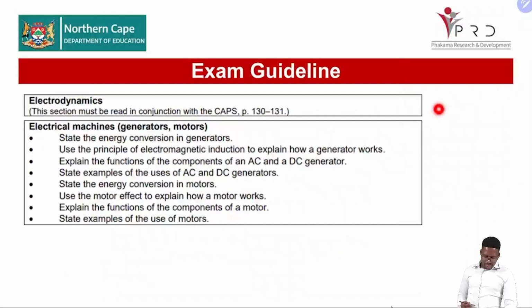The exam guideline says you must know how to state the energy conversion. You know from the generator is from mechanical energy to electrical energy. It means for the motor, it is the opposite. Use the principle of electromagnetic induction to explain how a generator works. You must know which component makes an AC. It's a slip ring. Which component makes DC? It is a commutator.